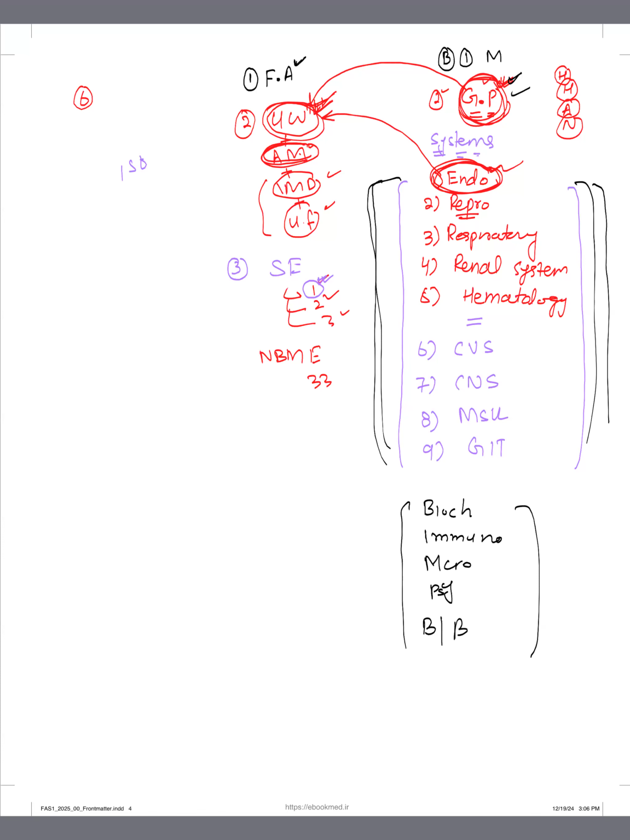So after that, start the second pass of your UWorld. I personally recommend to everyone: the first pass of your UWorld will be system-wise, and the second pass of your UWorld will be random. So start first system-wise, then on the second pass go with random.